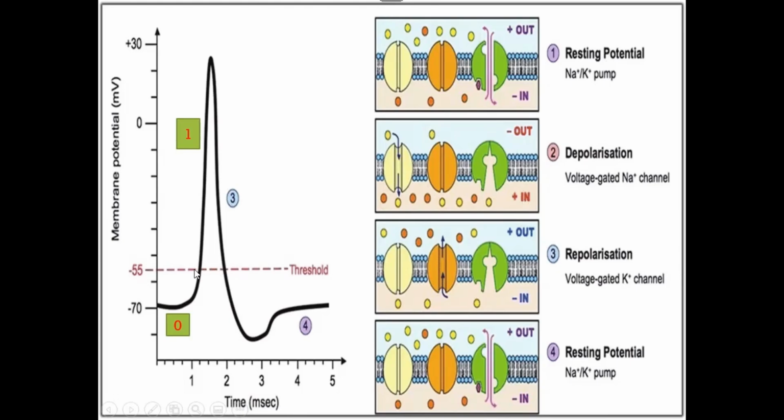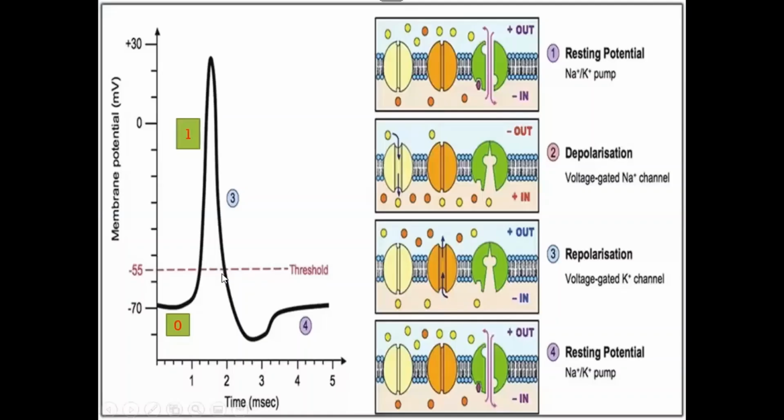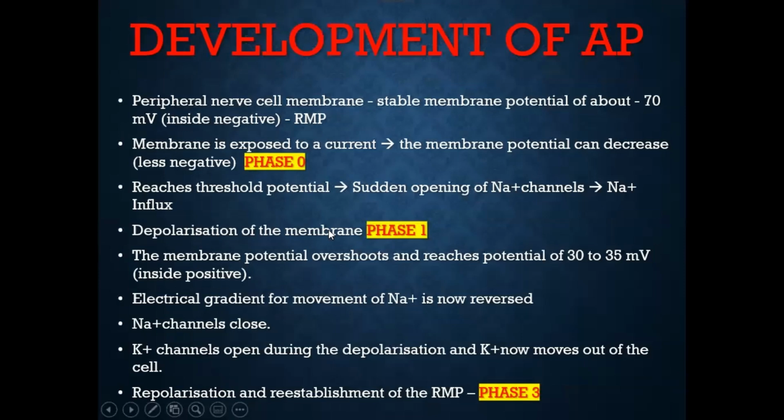When the threshold potential is reached, there is sudden opening of the fast sodium channel, and a sodium influx. This sodium influx causes sudden depolarization. It means the resting membrane potential will suddenly surge from a negative value up to a positive value, almost +30 millivolt. Okay, so that's what happened. So this is depolarization of the membrane, phase 1. The membrane potential overshoots and reaches a potential of 30 to 35 millivolt.